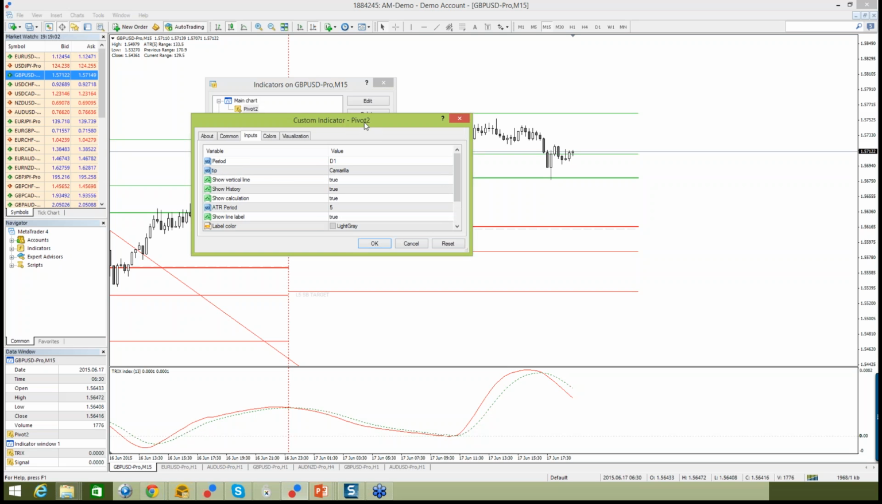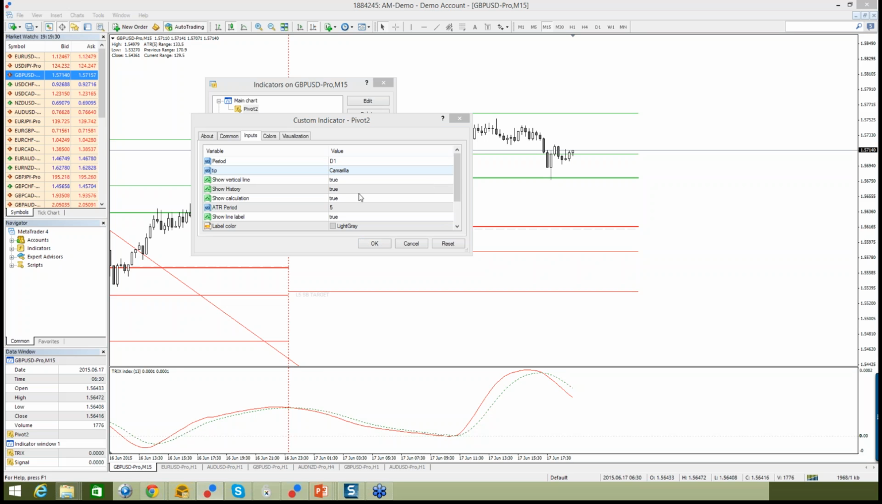So pivot indicator has Camarilla and classic pivot points. We will use Camarilla. Now, daily one is period, show vertical line is set to true, show history set to true, show calculation set to true. ATR period should be set on 5 because this is intraday system. We won't be paying attention much to ATR 5 now. We will be just using these settings.